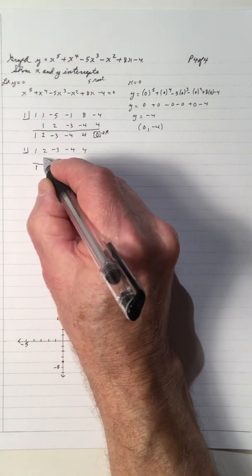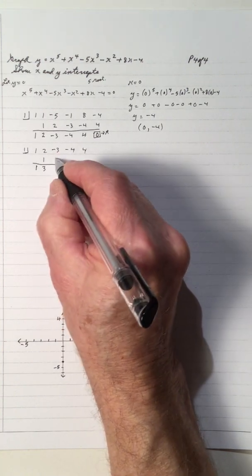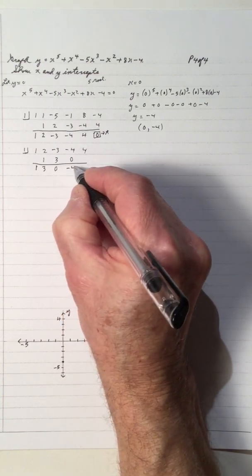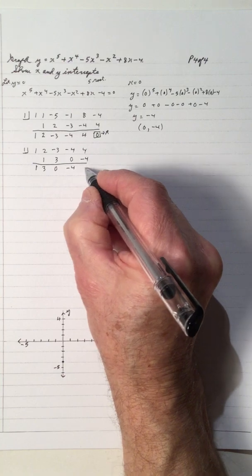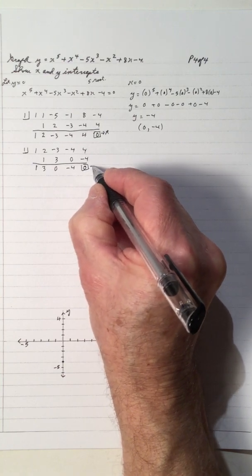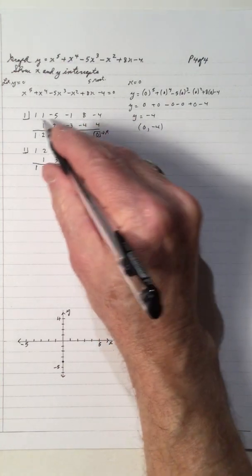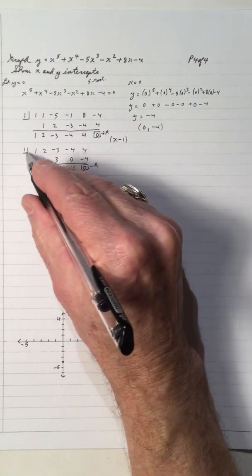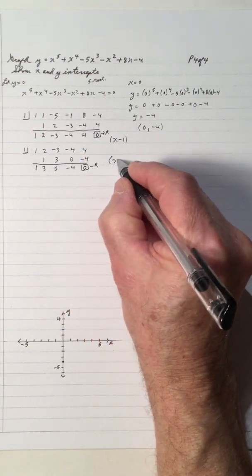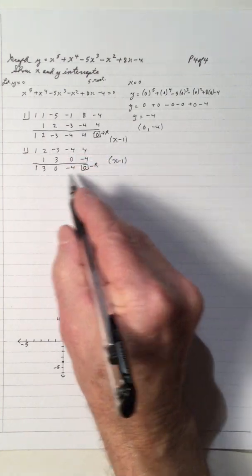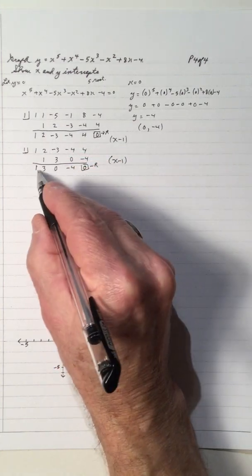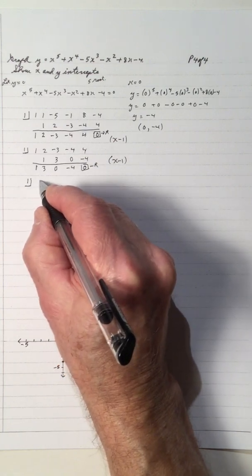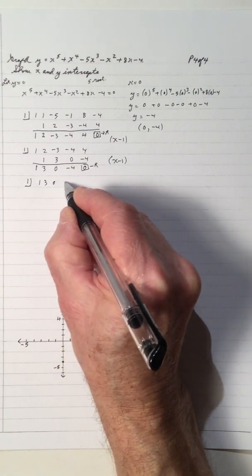Bring down your 1, multiply. 1, add, 3, multiply. 3, add, 0, multiply. 0, add, -4, multiply. -4. Again, 0 is the remainder. So right here we've got a factor of x minus 1, because 1 is a root. Now add them up again. 4 minus 4 is 0. Again, 1 is a root of this depressed equation.